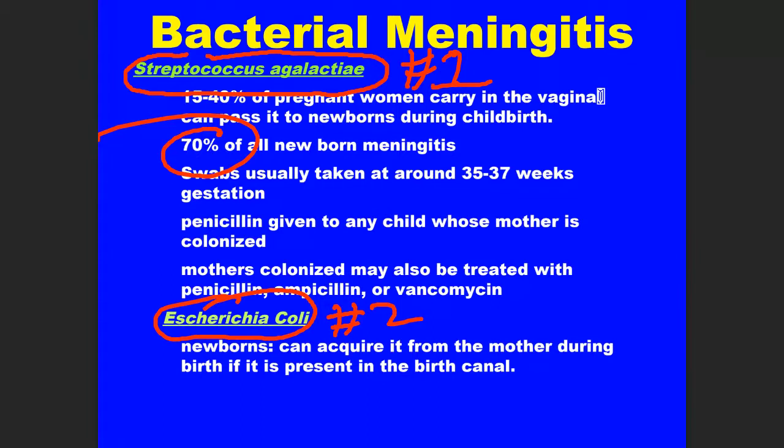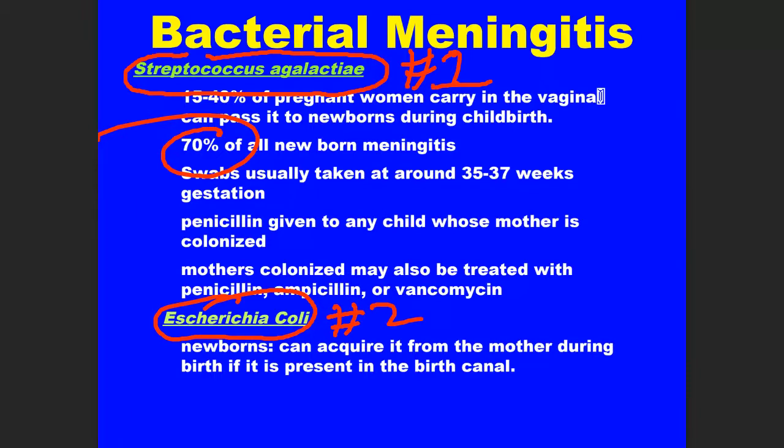Okay. And so if the E. coli from feces gets into the genitourinary tract of a woman during birth, the E. coli bacteria can get transmitted from the woman into the mouth of the baby, and then into the throat, and then into the blood, and the blood carries it to the meninges.